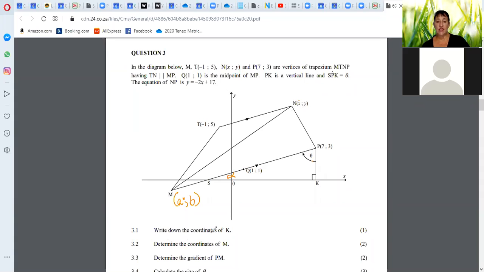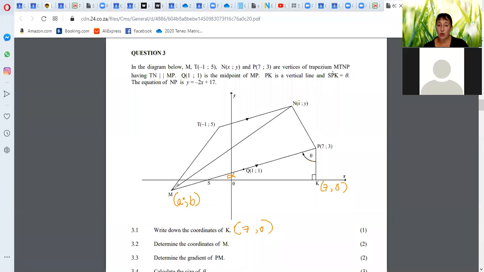Right, so the first question says write down the coordinates of K. All right, K is directly underneath P and the X value is 7. And the Y value obviously on the X axis is 0. All right, so K would be 7, 0. Whenever you find coordinates or lengths, all the information, please put it onto the sketch, because sometimes you think you don't have the information, but you've actually got the information. You just haven't indicated it on the sketch.